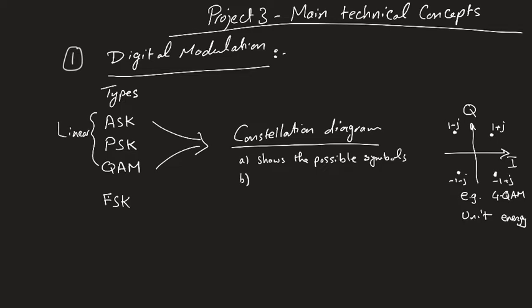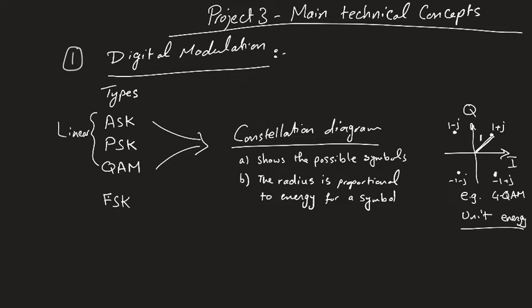Number B, the radius is proportional to energy for a symbol. Okay. So here, this one has unit energy. So this has a radius here equal to 1, right?